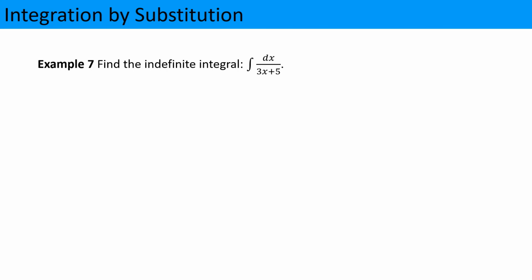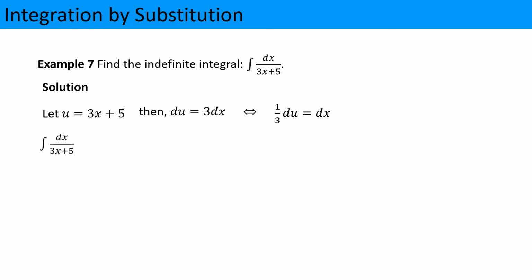Another example, find the indefinite integral dx over 3x plus 5. Let's begin. We need to be able to find an inside and an outside function. I'm going to say let u equal the denominator term, which would be 3x plus 5. Then when we take the derivative, we'll get du on the left-hand side and 3 dx on the right-hand side. Not quite what's in the original indefinite integral, but let's go ahead and divide by 3 so I get 1/3 du equals dx.